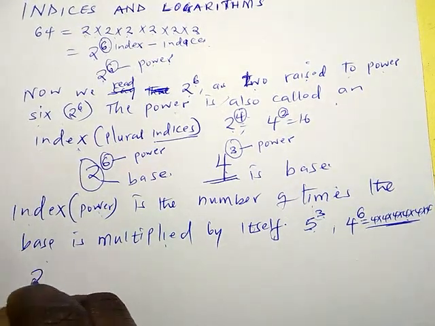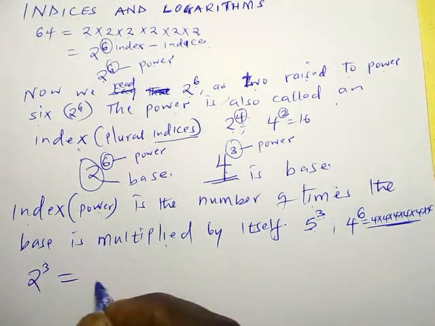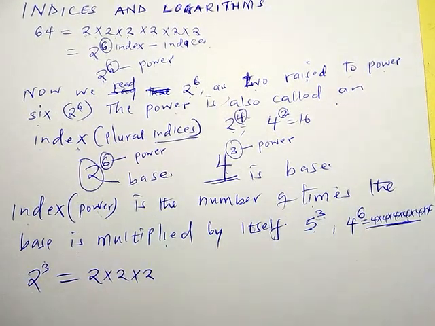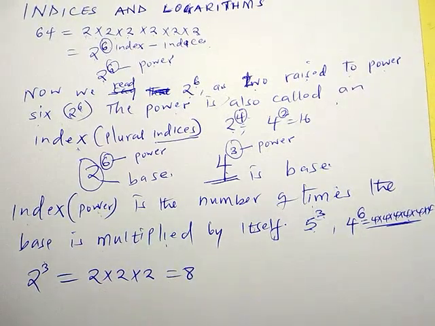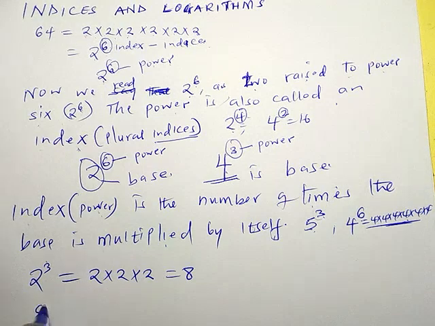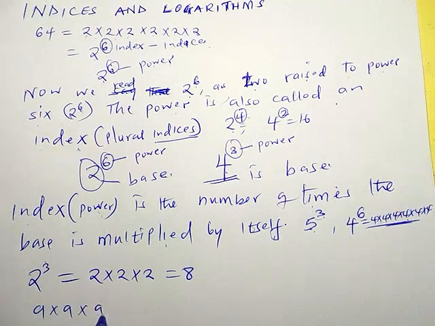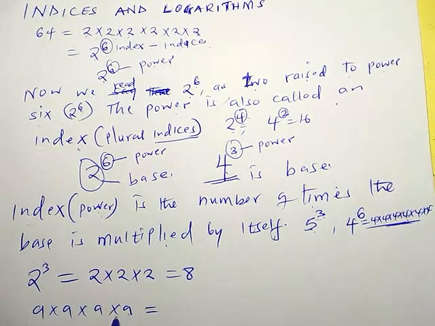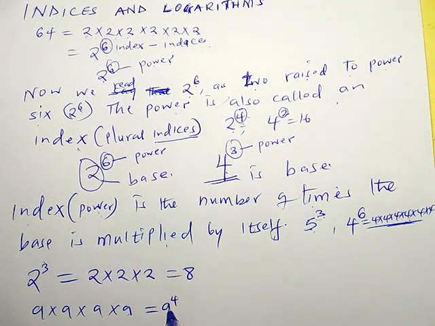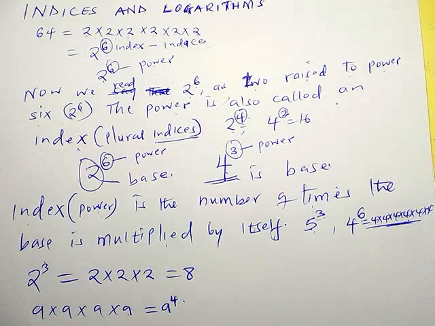When I have 2 raised to power 3, it is the same as 2 times 2 times 2. That is the same thing, and the answer is 8. Right? So that's what it means. A times A times A times A, 1, 2, 3, 4, means A raised to power 4. This is the base, this is the power.